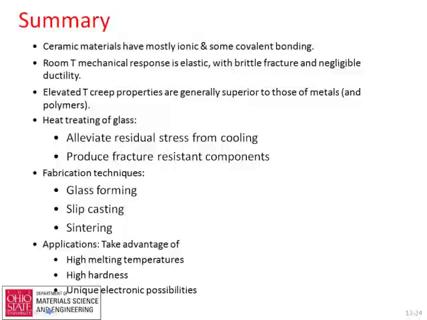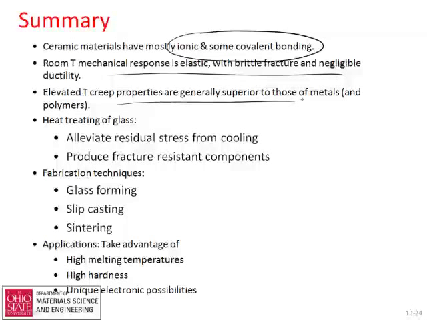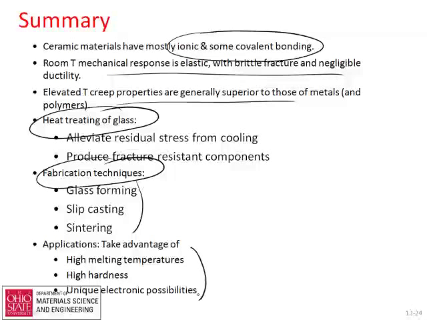And here's the summary. Ceramic materials have ionic and usually mostly covalent character. Room temperature behavior is really elastic, brittle fracture, and at elevated temperature they're very strong. Heat treating of glass, the stresses that we can hold in glass are really important. Talked about some fabrication techniques, glass forming, slip casting, sintering. And then we can use some of these unique electronic and functional properties, high hardness and high melting temperature, to solve technical problems with ceramics.